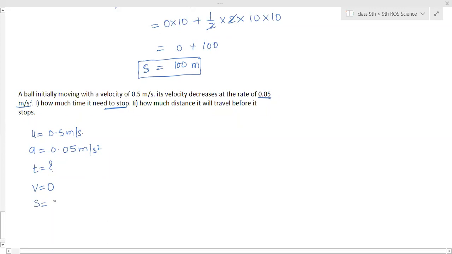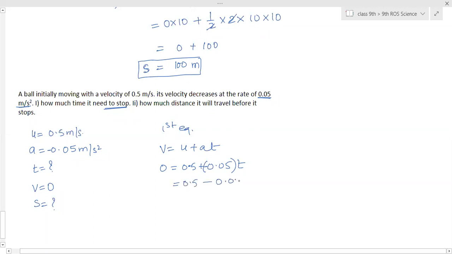You have to calculate the distance covered, S, also. So you have to calculate t and you have to calculate S. You have V, A and U values. So use the first equation of motion, V is equal to U plus AT. V is 0, U is 0.5, A is 0.05, into T. Now here it is decreasing, so acceleration will be negative because it is retardation. Therefore it is a minus value, so we have to use the minus value.